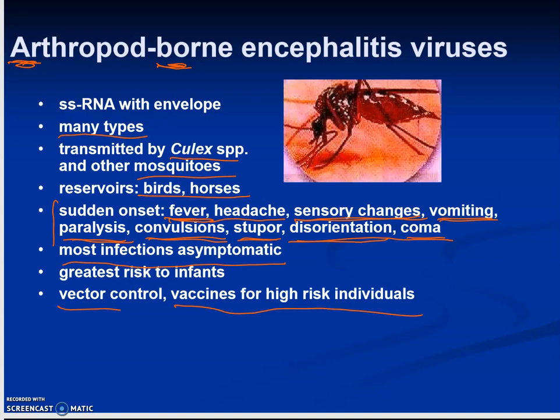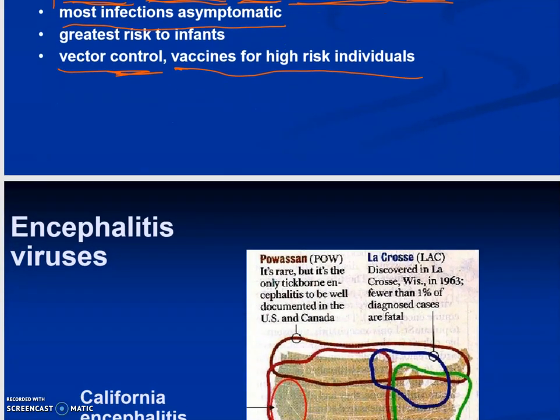The greatest risk is to infants that don't have a strong immune system just yet. Vector control is a good way to try to keep the mosquito population that transmits the arboviruses down. There's also a vaccine available for high-risk individuals.